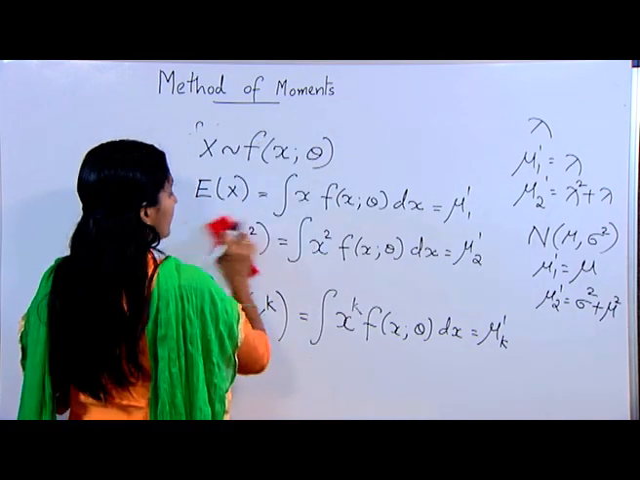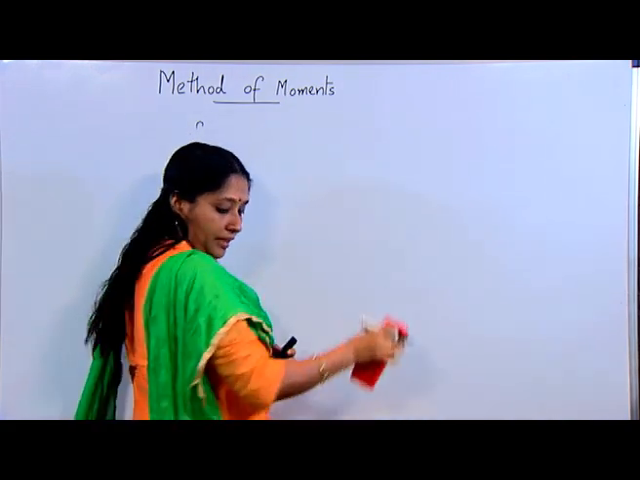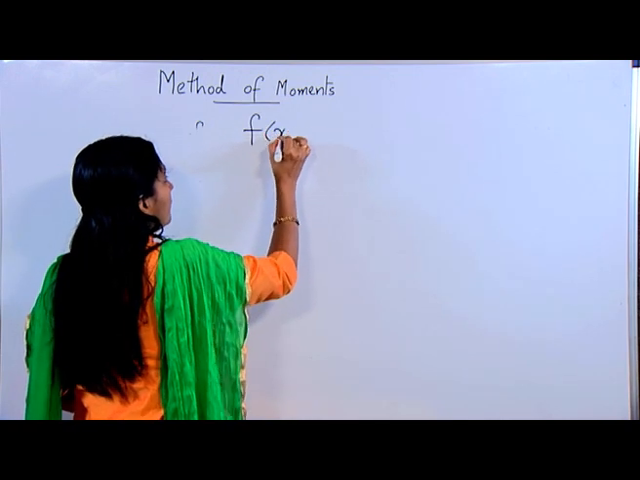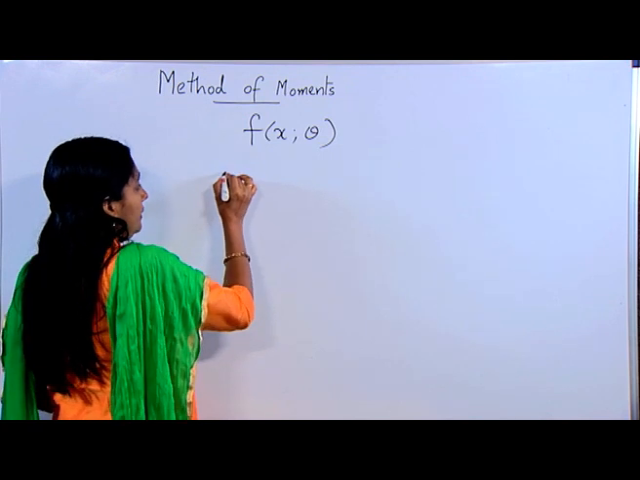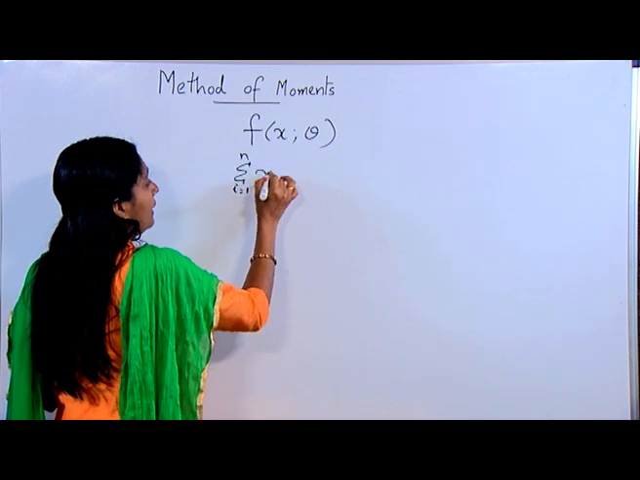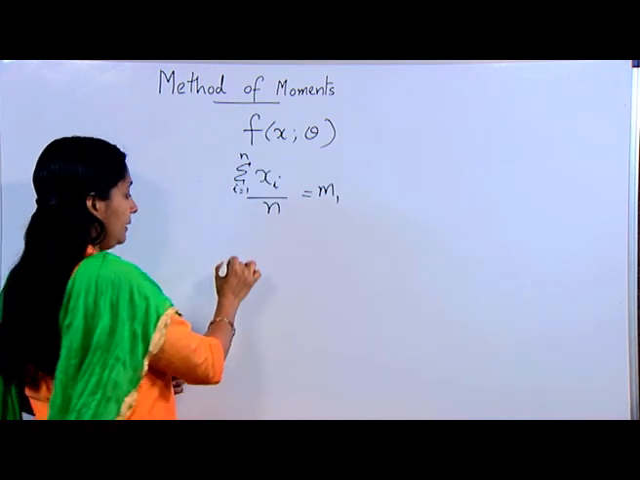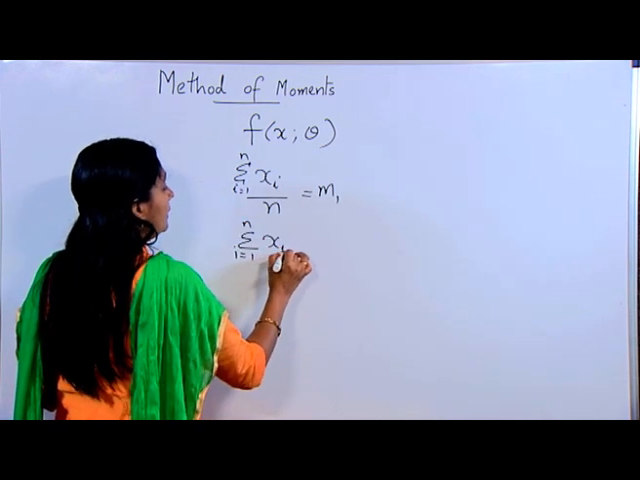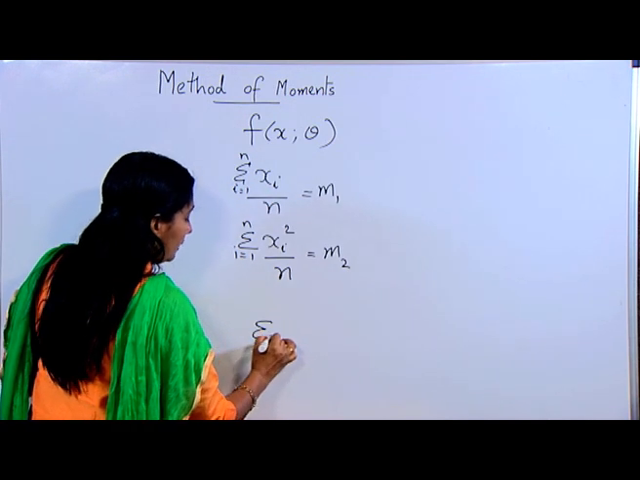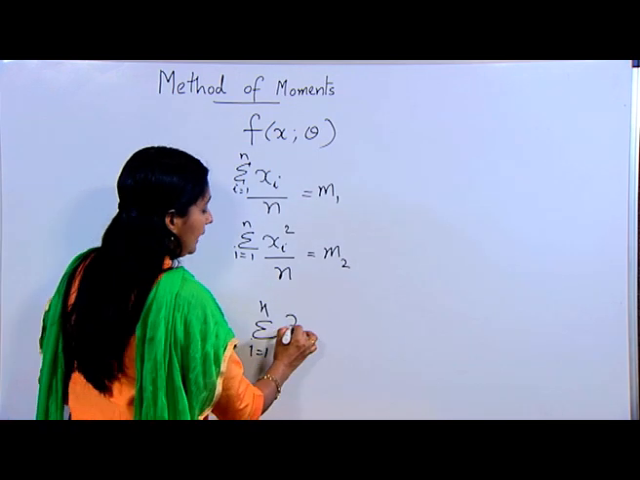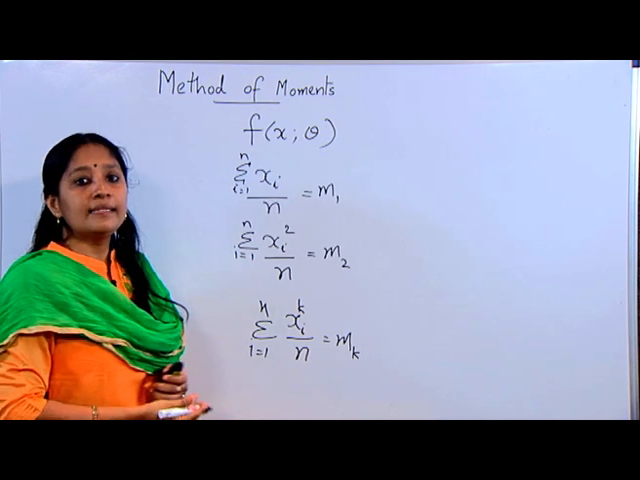Now, let us consider the sample moments. If you are taking a random sample from the same population with the density function f of x comma theta, then the first order sample moment is summation i equal to 1 to n Xi divided by n. Let us denote this as m1. The second order sample moment is calculated as summation i equal to 1 to n Xi square divided by n. We denote it using m2, etc., up to the kth order sample moment, summation i equal to 1 to n Xi to the power k divided by n, and that is equal to mk. So, these are functions of the sample values.